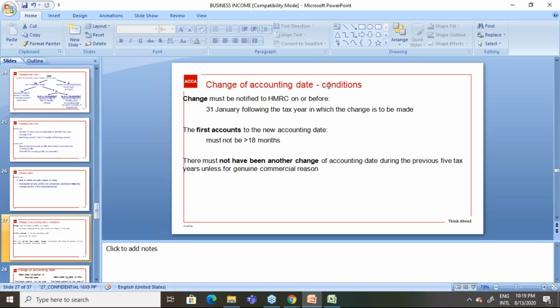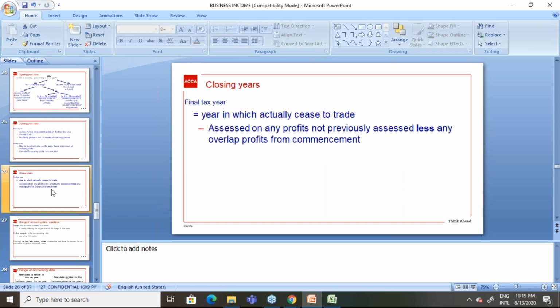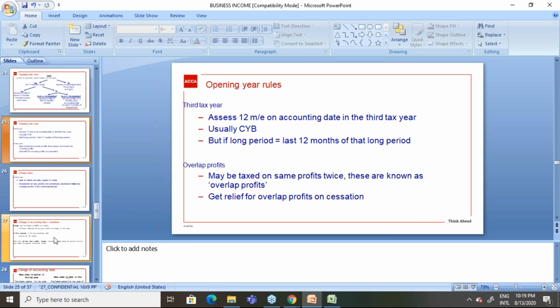Here you can see change of accounting date. If you are going to change the accounting date, it must be notified to HMRC on or before 31st January following the tax year. The first accounts to the new accounting date should not exceed 18 months. And there should not be another change of accounting date during the previous 5 tax years unless for a genuine commercial reason.